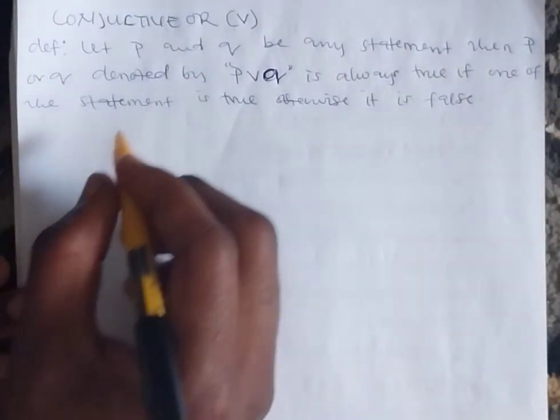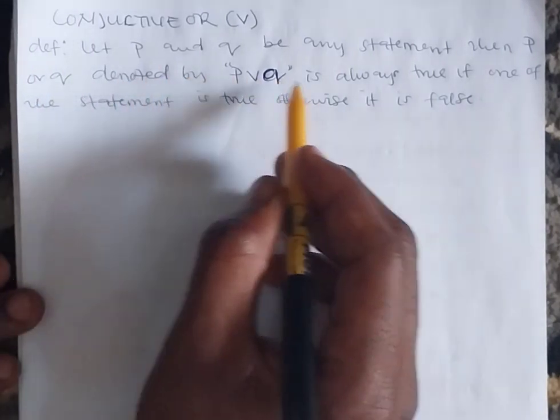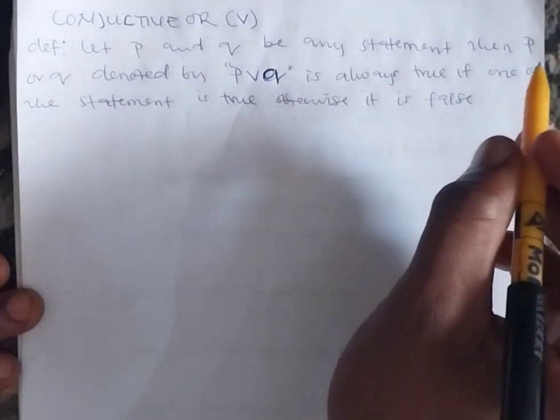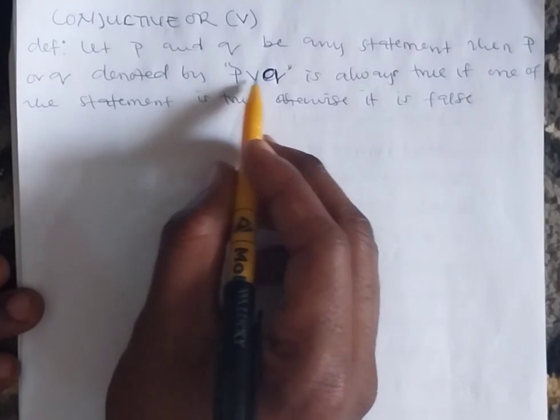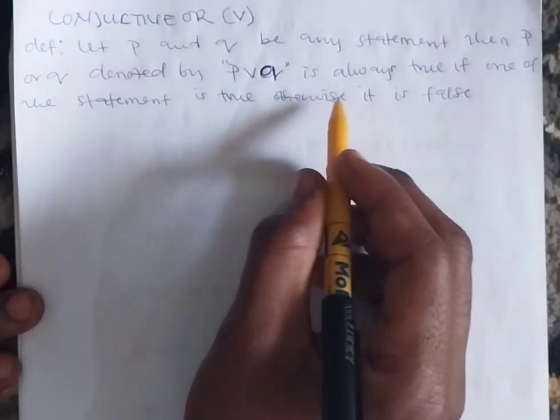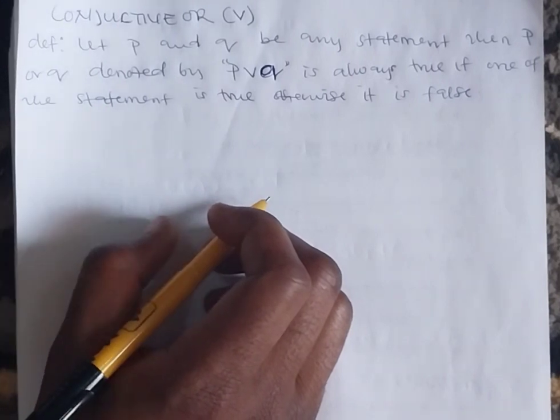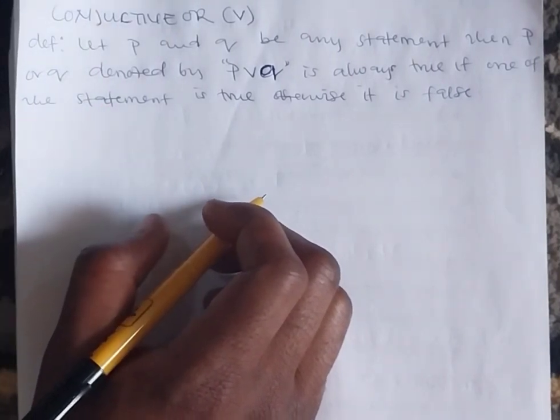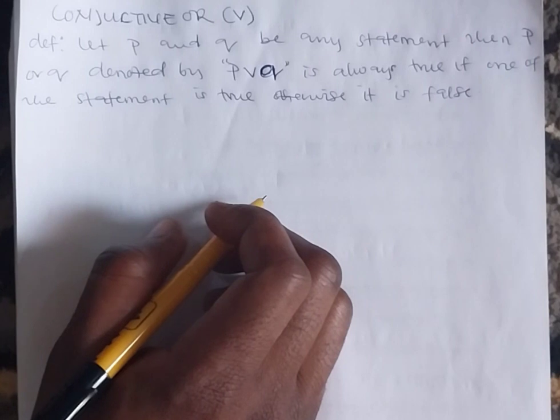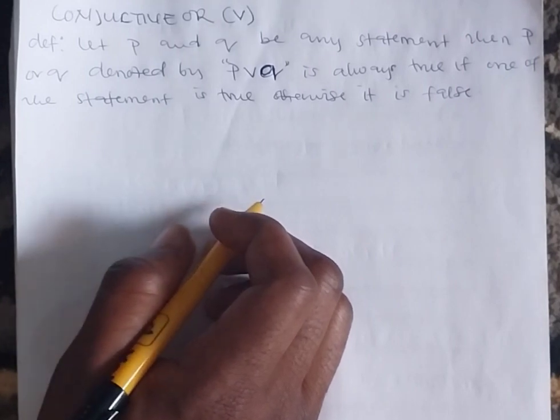Okay, under conjunctive or, we said that let P and Q be any statement. Then P or Q, denoted by what? This is always true if one of the statements is true. Otherwise it is false. If either P is true or Q is true, the statement is what? True. Otherwise it is false.